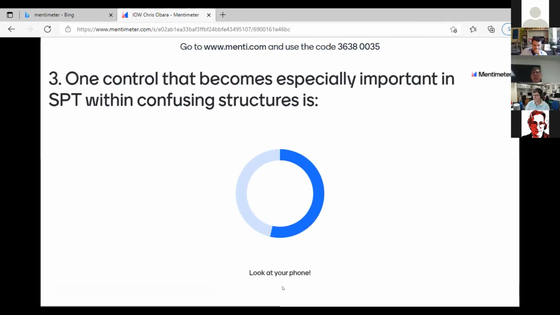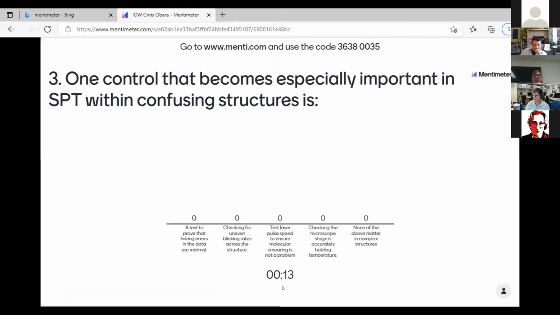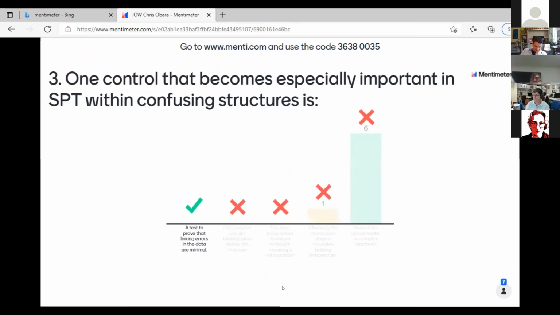One control that becomes especially important in single particle tracking within confined structures is a test to prove that linking errors in the data are minimal, checking for uneven blinking rates across the structure, testing laser pulse speed, checking the microscope stage is at the right temperature, or none of the above. And the correct answer is a test to prove that linking errors in the data are minimal.